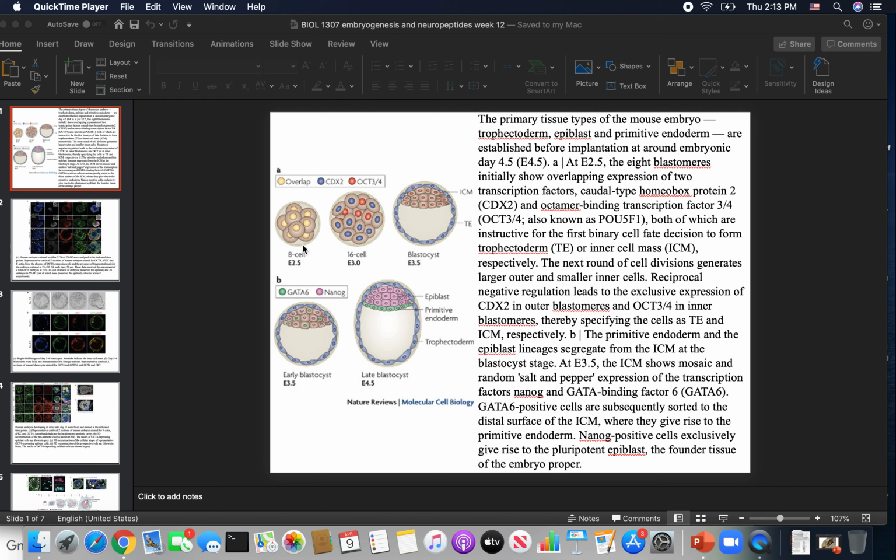And you know what? You take out 1 out of 8 cells and you don't get 7/8 of a baby because none of those 8 cells is actually committed to be any part of the baby yet, which is pretty cool.